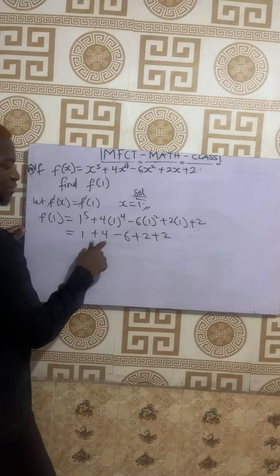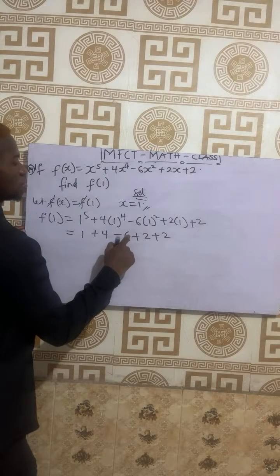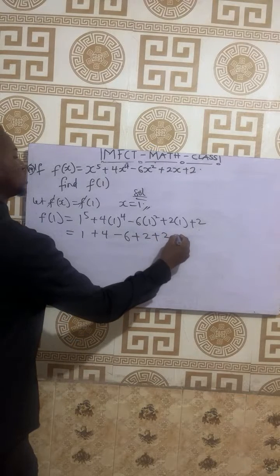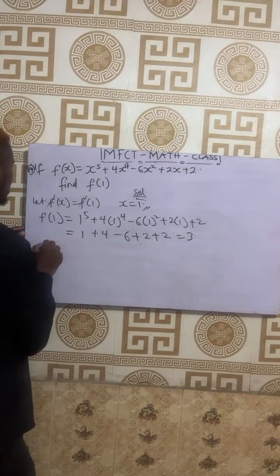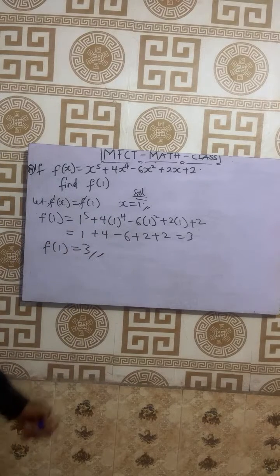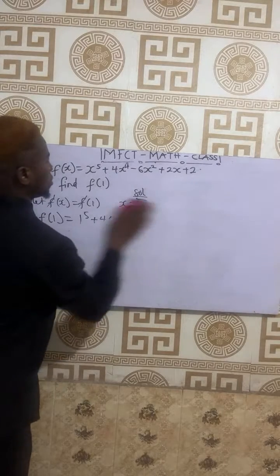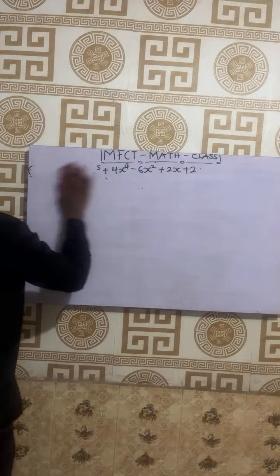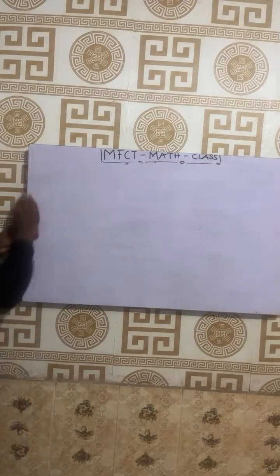1 plus 4 is 5. 5 minus 6 is minus 1. Minus 1 plus 2 is 1. 1 plus 2 is 3. So this simply means that my f of 1 is equal to 3. That's the answer. You can see the approach. So that is the first question we are solving on polynomial. The second question we are going to solve on polynomial now is this.